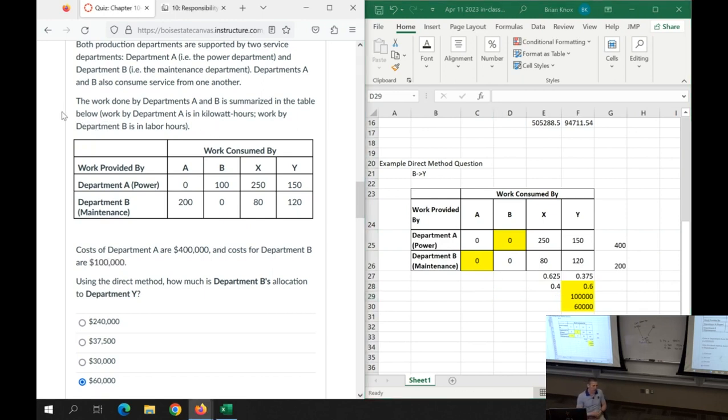Okay. The hallmarks of the direct method. So there are a few conceptual questions on the quiz. The hallmarks of the direct method are that it is the simplest.